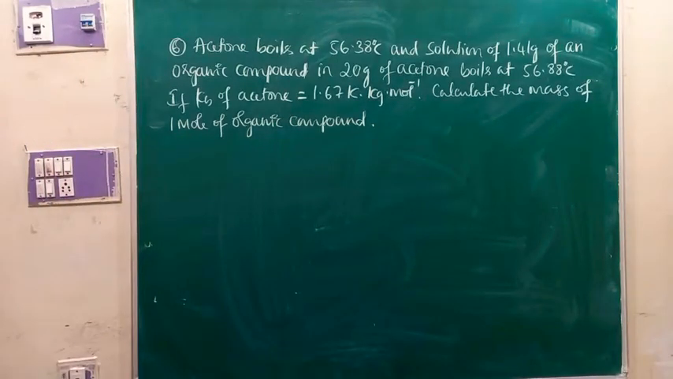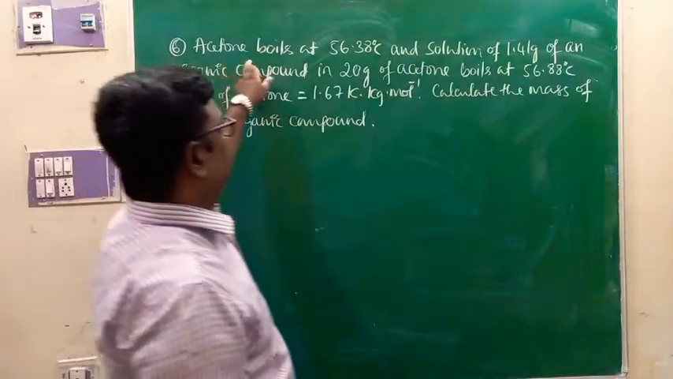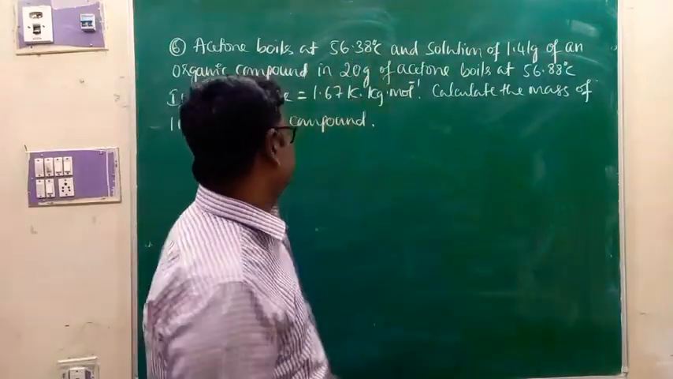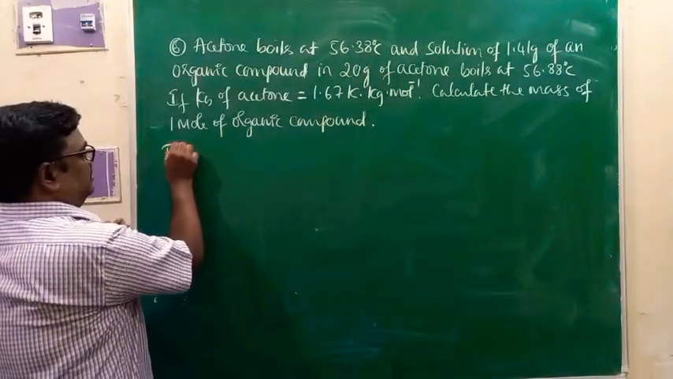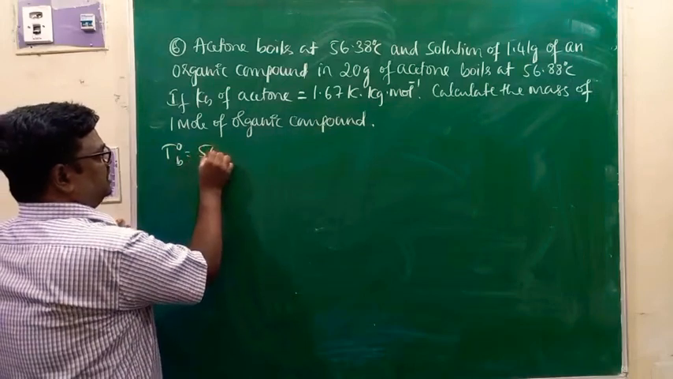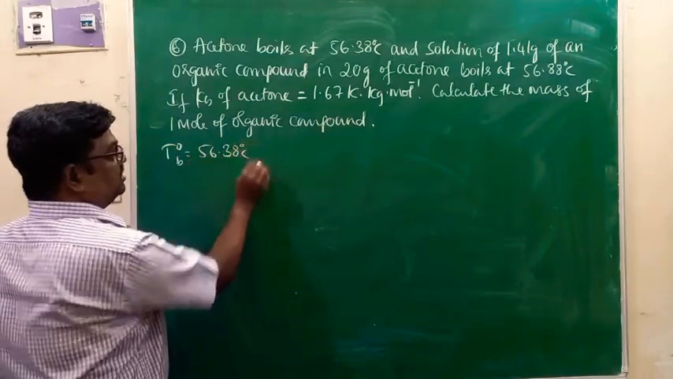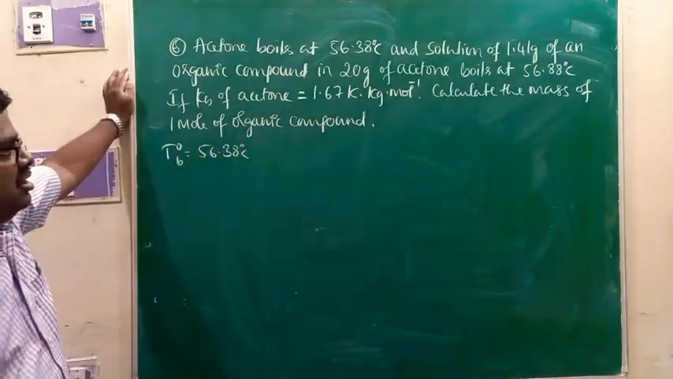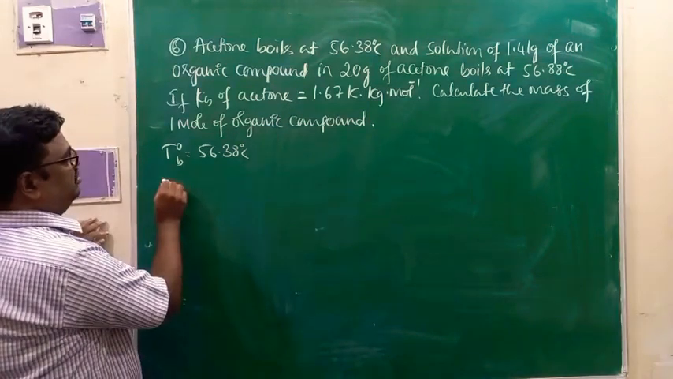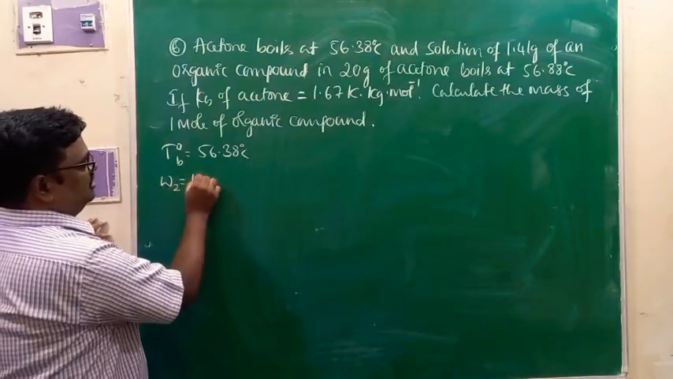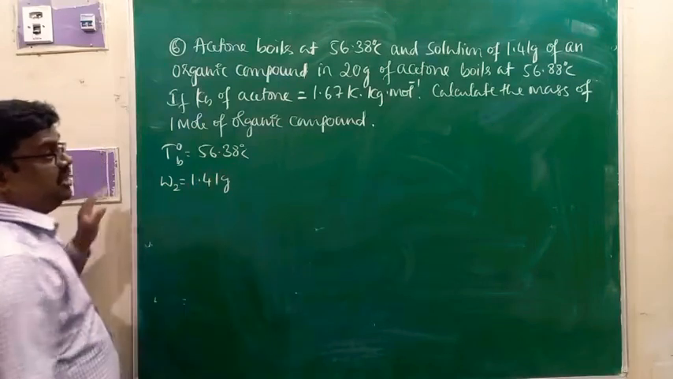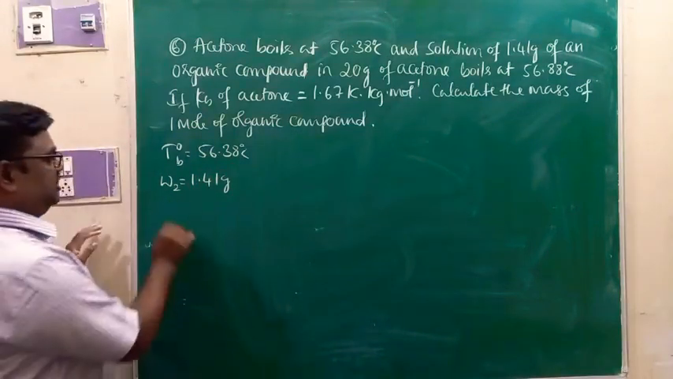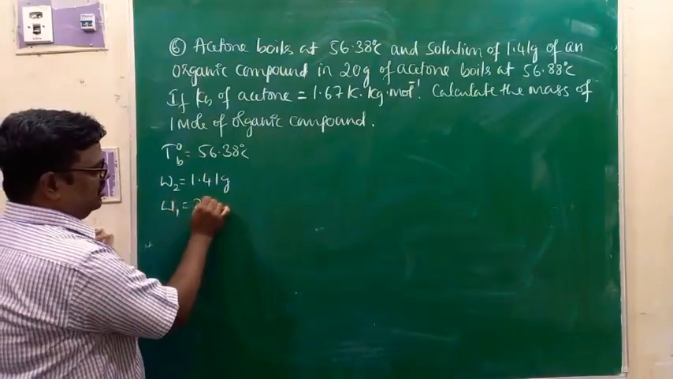Look at the sixth problem here. Acetone boils at 56.38 degrees Celsius. That is T0B, 56.38 degrees Celsius, right? And the solution of 1.41 grams of an organic compound, that is solute, is 1.41 gram, mass of solute. In 20 grams of acetone, that is mass of solvent is 20 grams.